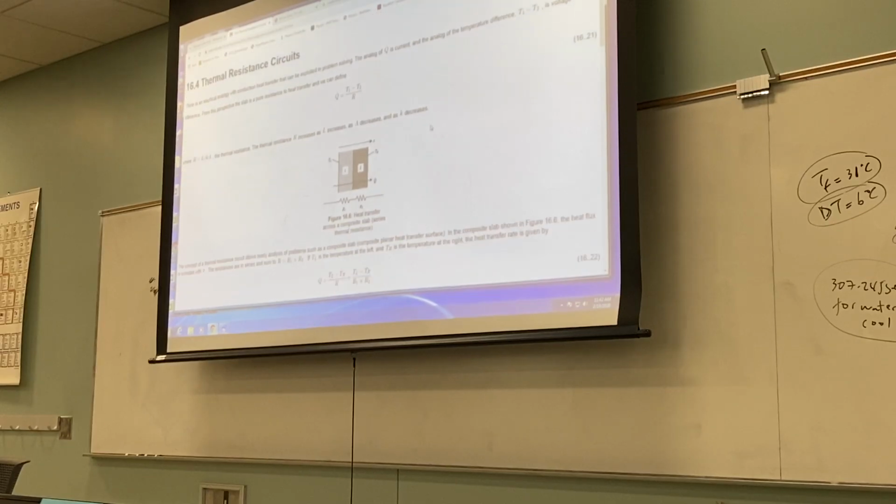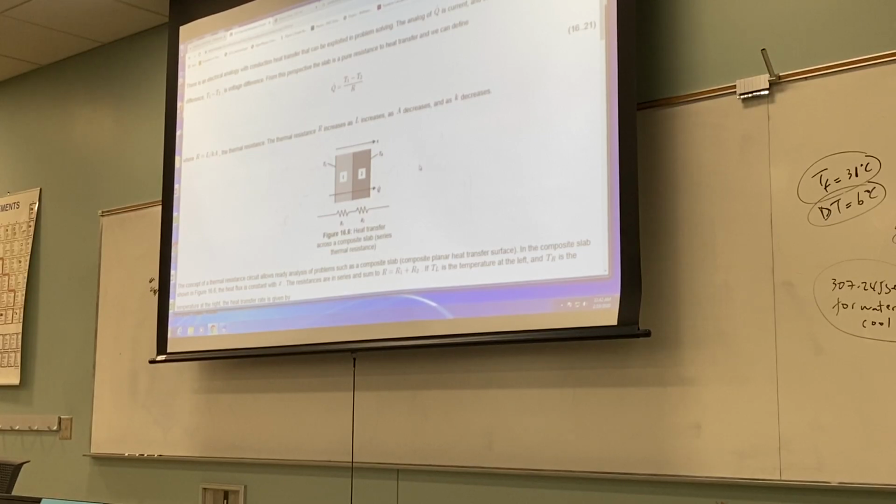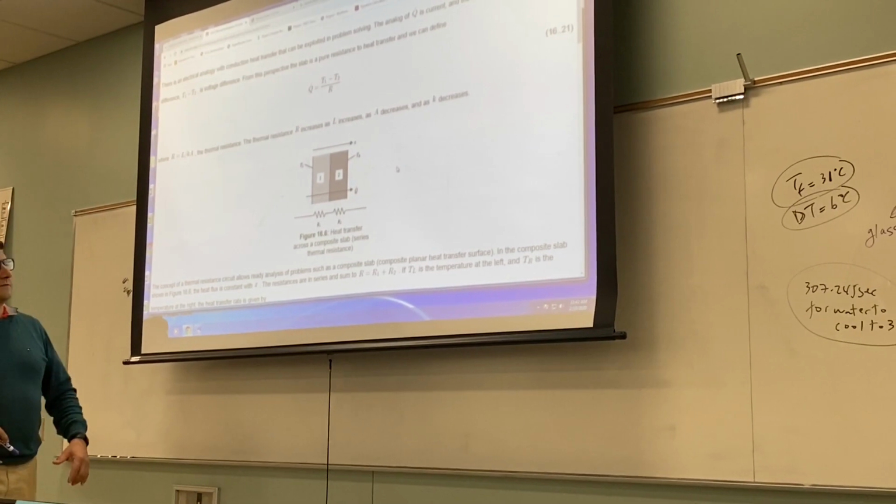So they're kind of comparing it to two resistors in series. Heat transfer across a composite slab. So you have one with a certain K constant, another K constant, and heat is flowing through them. So how does that compare to two resistors in series? So kind of do it like that.